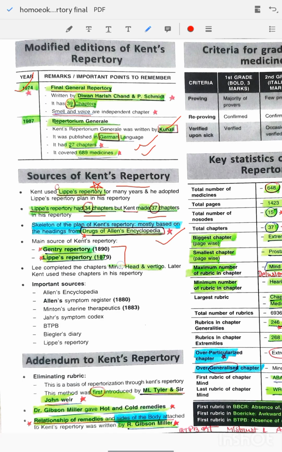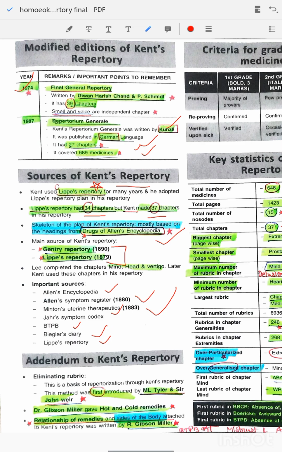The main sources of Kent repertory were two repertories, mainly Gentry repertory and Lippe repertory. Lee completed Mind, Head and Vertigo. Later Kent used these chapters in his repertory. What were the important sources? Allen Encyclopedia, Allen Symptoms Register, Minton Uterine Therapeutics, Jahr Symptom Codex, BTPB, Boenninghausen's Diary and Lippe's Repertory.